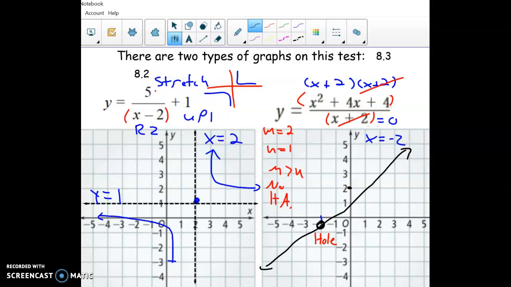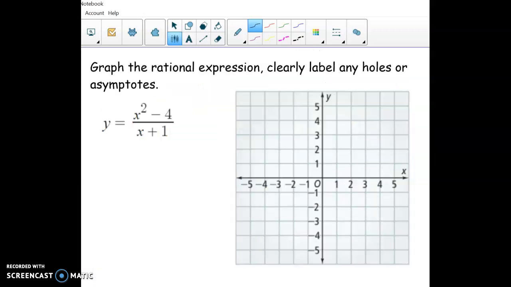Okay, so it's going to work on more graphing. I'm going to throw questions at you. I'm going to have you pause the video, try to graph them, do all that stuff, label the holes and asymptotes, right? Show all the work, because I know you can do it on a calculator, but on the test, we're going to look for clearly labeled holes and asymptotes. So pause the video and give this one a shot.